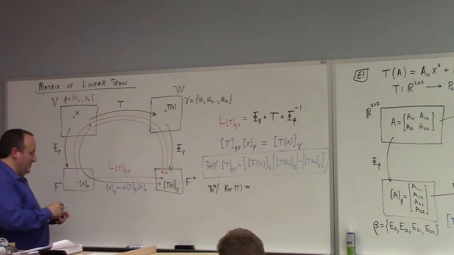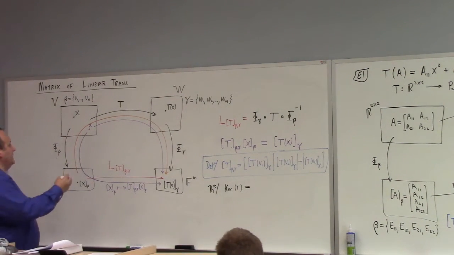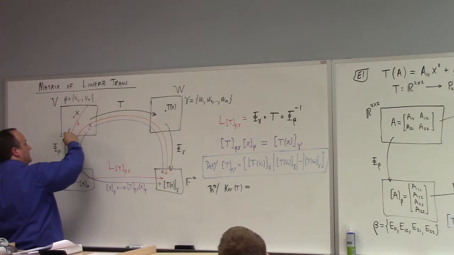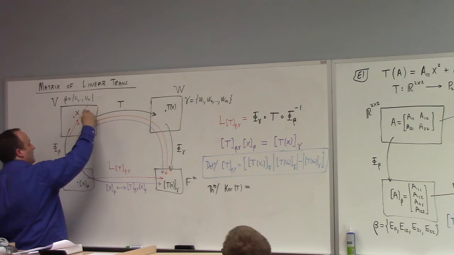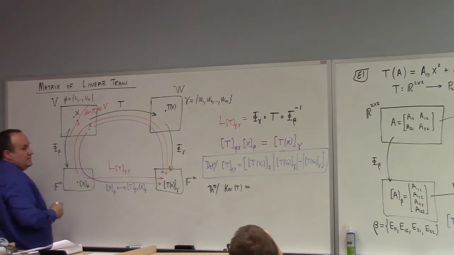So let me draw a picture here. Where's the kernel of T? If you think about this being the origin up here, the kernel of T you could picture like this. Kernel of T is a subspace of V, right?